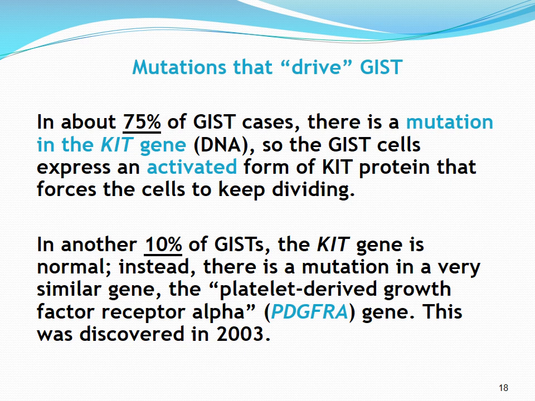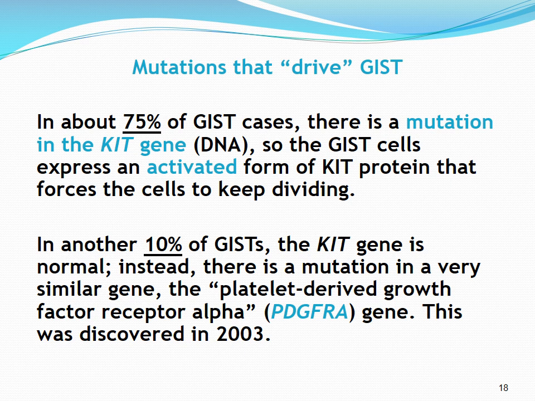In 2003, Jonathan Fletcher and other colleagues discovered that in about 10% of GISTs, where the KIT gene is normal, there is a mutation, but it's not in KIT. It's in a very closely related gene, although it has a very different name. It's called, and this is a mouthful, platelet-derived growth factor receptor alpha, or PDGFRA. So we've now accounted for about 85% of GISTs.